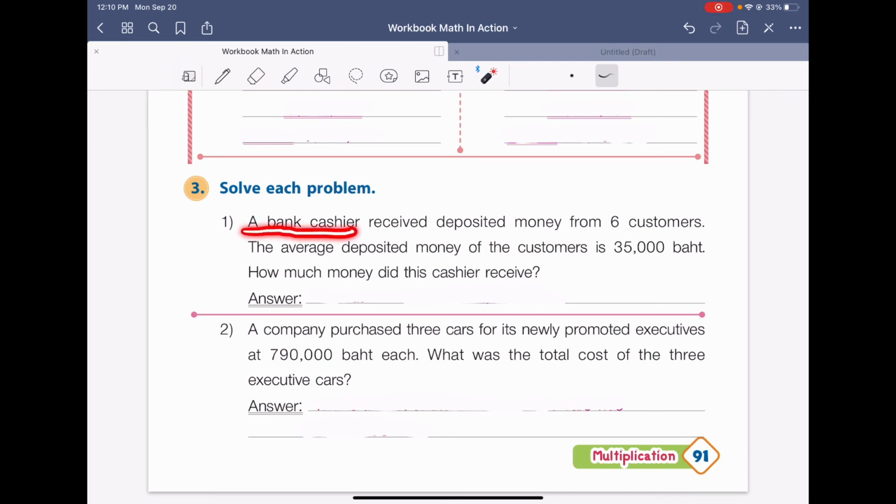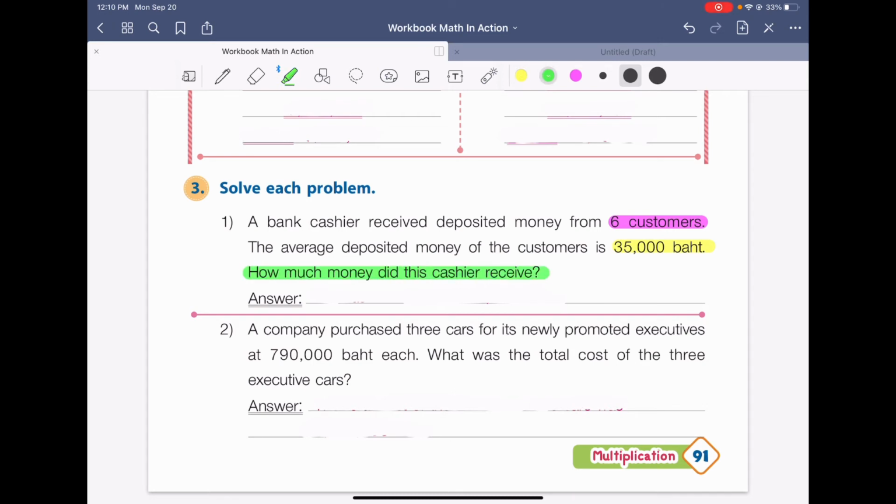A bank cashier received deposited money from 6 customers. We're going to highlight that. 6 customers. The average deposited money of the customers is 35,000 baht. All right, we're going to highlight that as well. 35,000 baht. How much money did this cashier receive?